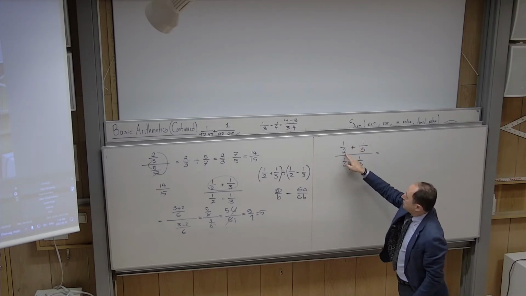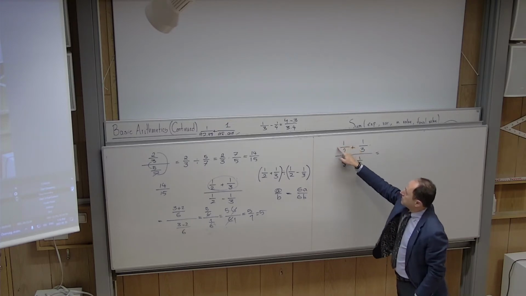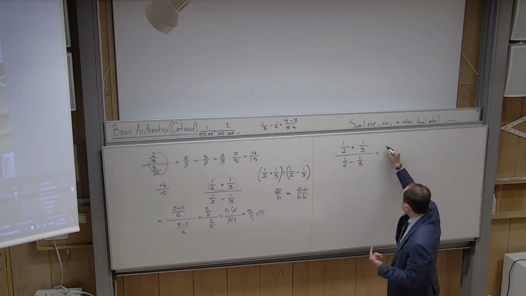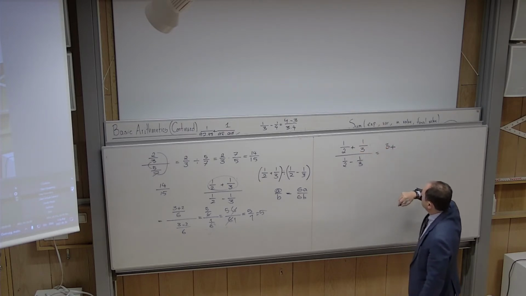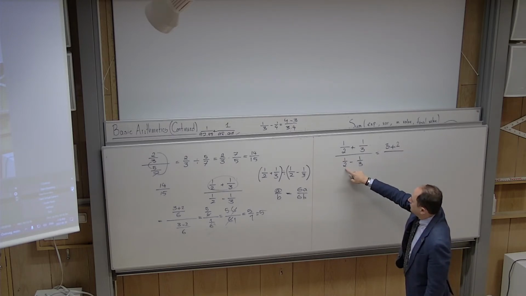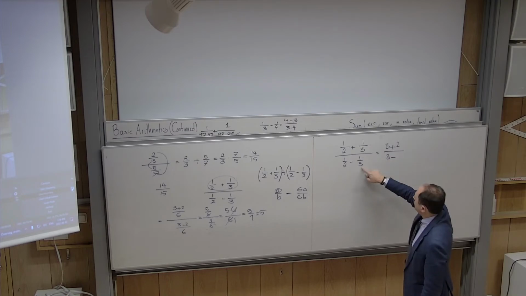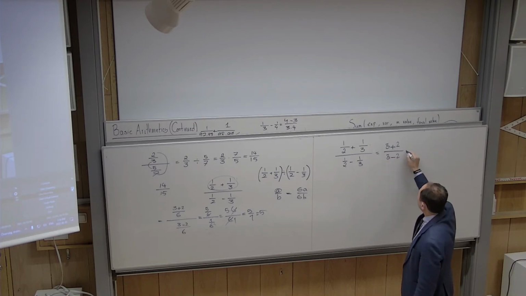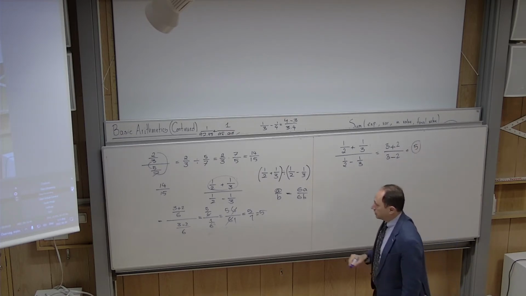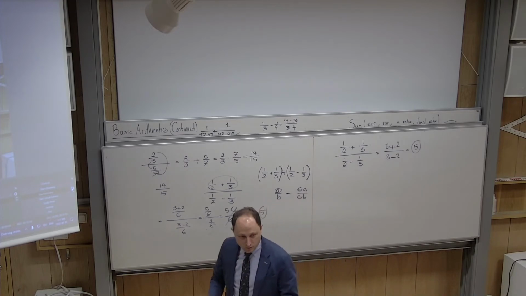What's the answer? If you multiply 6 by here, 6 divided by 12 is 3. Plus, if you multiply 6 here, 2. If you multiply 6 here, 3. Minus, if you multiply 6 here, 2. What is 3 plus 2? 5. What is 3 minus 2? 1. So the answer is 5. And that's the answer. It's a faster way of doing it.